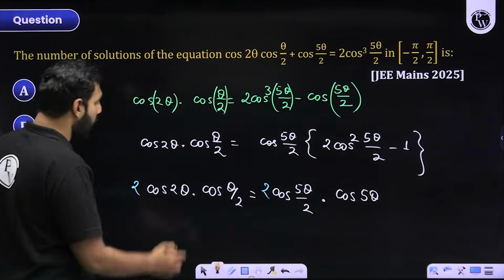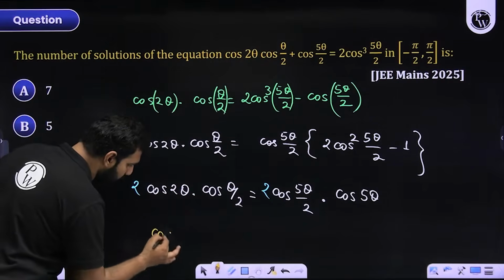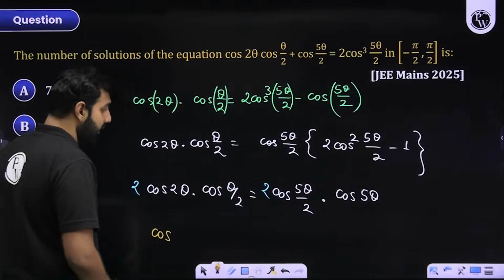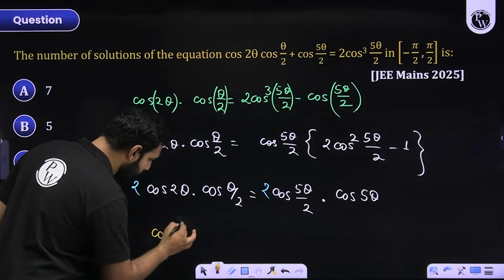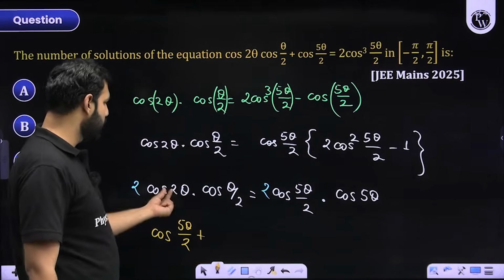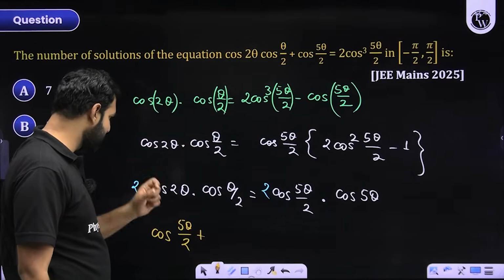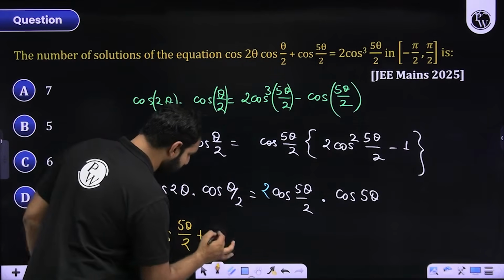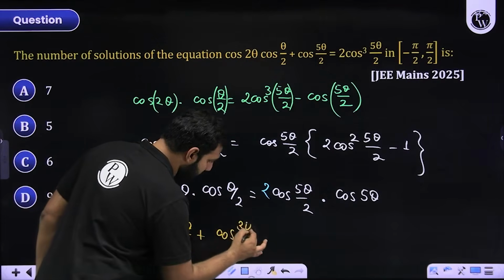So here 2 cos C cos D can be written as cos(C plus D). So 2 theta plus theta by 2 is basically 2.5, which is 5 by 2. So it is 5 theta by 2 plus cos(C minus D). So 2 minus half is basically 1.5, which is 3 by 2, I think, right? So 4 minus 1, this is 3. So it is going to be cos 3 theta by 2.